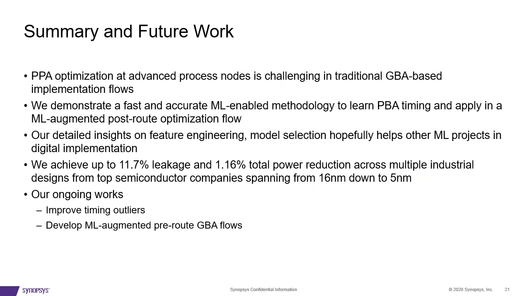Summary and future work. PPA optimization at advanced process nodes is very challenging in traditional GBA-based implementation flows. We demonstrate a fast and accurate ML-enabled methodology to learn PBA timing and apply it in an ML-augmented post-route optimization GBA flow. Our detailed insights on feature engineering and model selection hopefully help other ML projects in the digital implementation space. We achieve up to 11.7% leakage power and 1.16% total power reduction across multiple industrial designs from top semiconductor companies, spanning from 16 nanometer down to 5 nanometer.